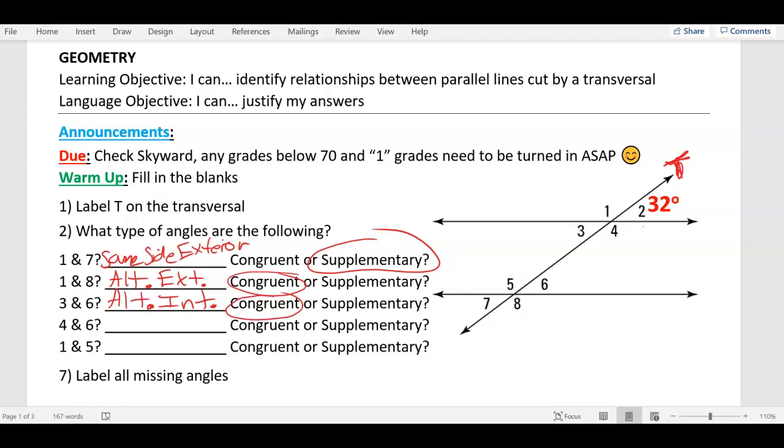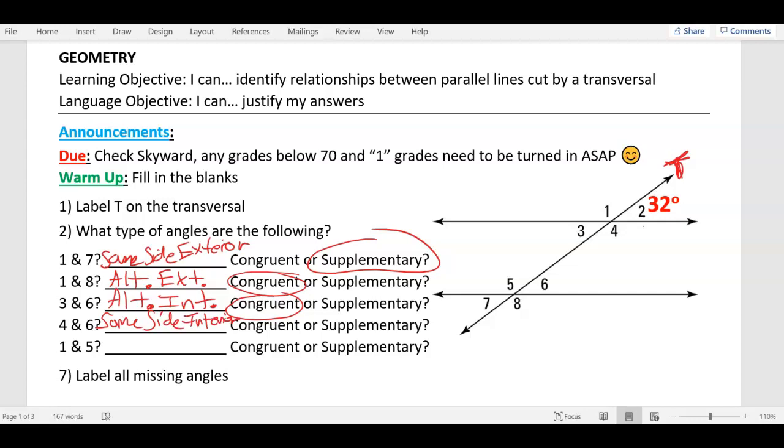Okay. 4 and 6. Are 4 and 6 on the same side or different sides of the transversal? Same side. Are they in or out? 4 is below, 6 is above. They're both in between, so they're both interior. Same side, interior. Okay.